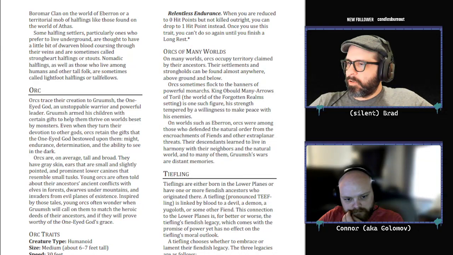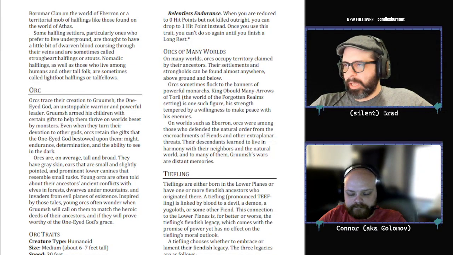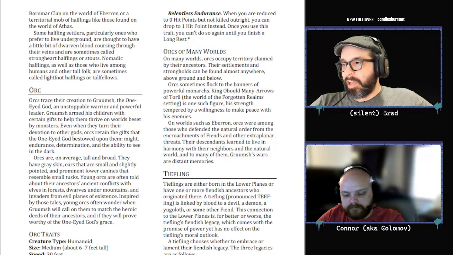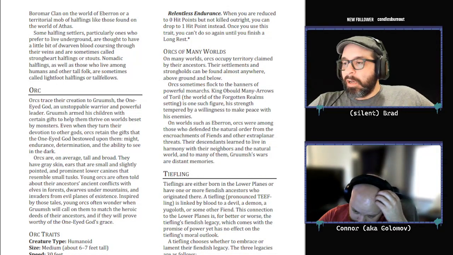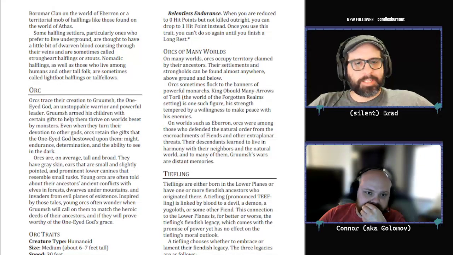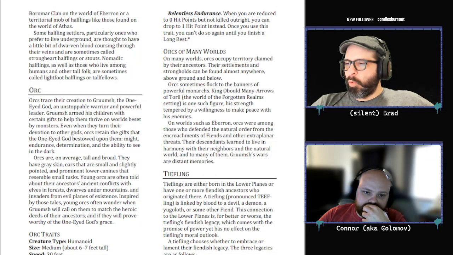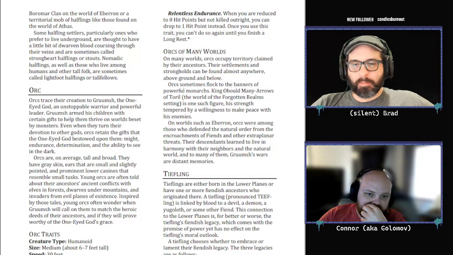Orcs trace their creation to Grumsh, the one-eyed god, who armed them with certain gifts to help them thrive on worlds beset by monsters. So it's giving them less. Grumsh wanted them to kill all people, and changing it to wanting them to thrive on worlds beset by monsters, I think, as a white person, makes it less racist than the original lore. But I'm a white guy, so I don't know how other people would take it.